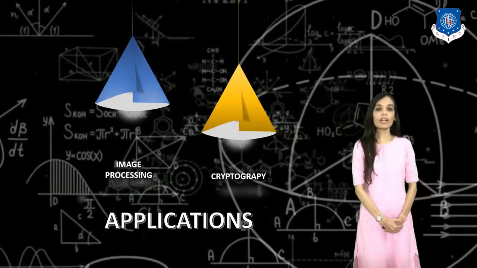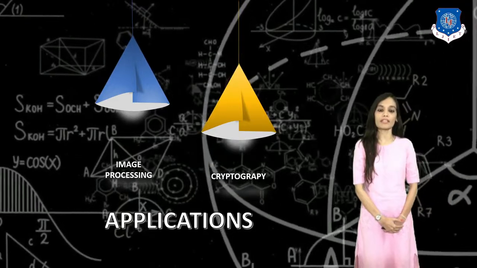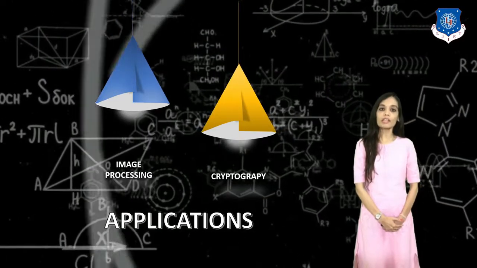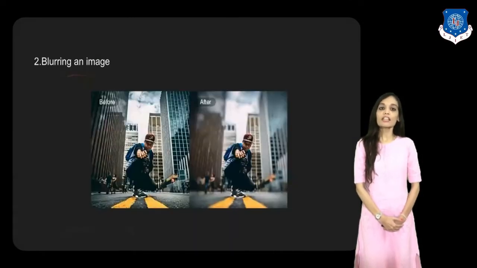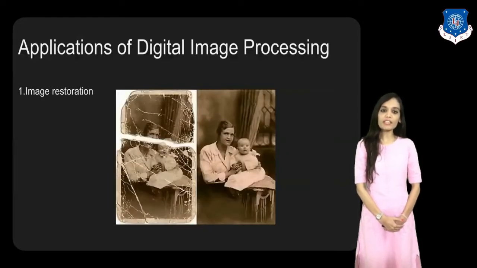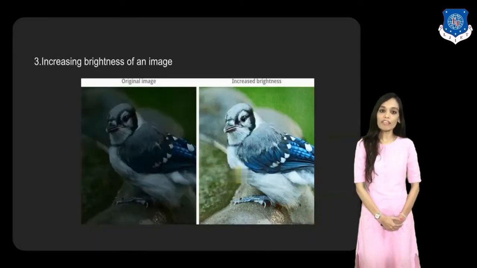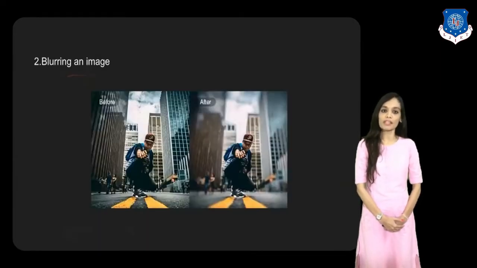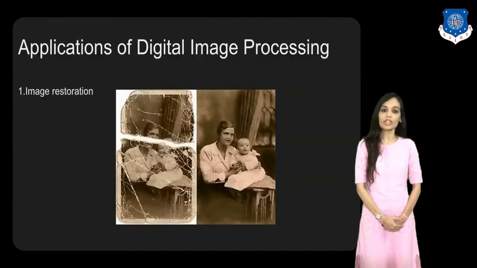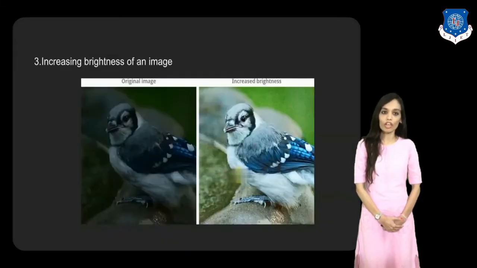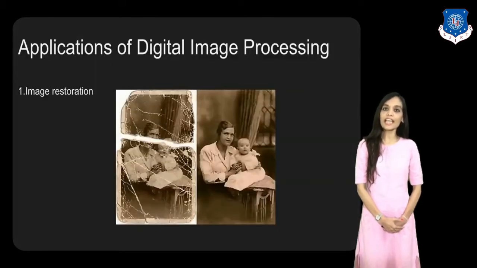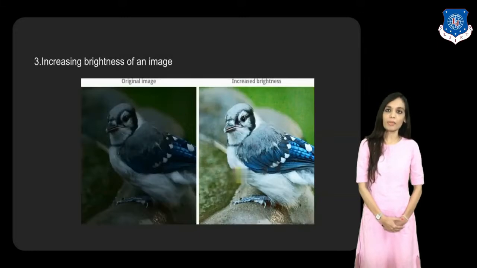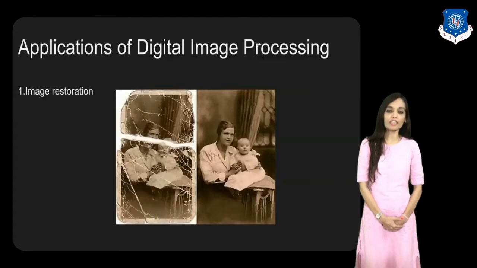Now, let us have a look at the other applications of matrices. The first one is image processing. In image processing, images are represented as a matrix with rows and columns, where every element of the image is called a pixel, and the size of the image is equal to number of rows into number of columns into number of values each pixel can have. Here you can see 3 types of image processing. First is image restoring, the second is image blurring, and next is increasing brightness of an image.